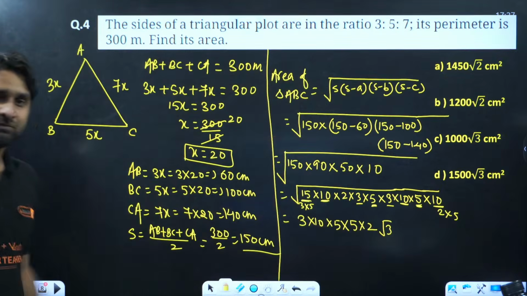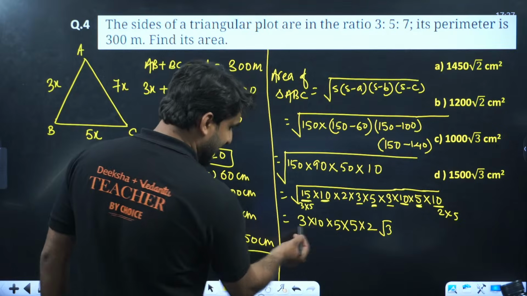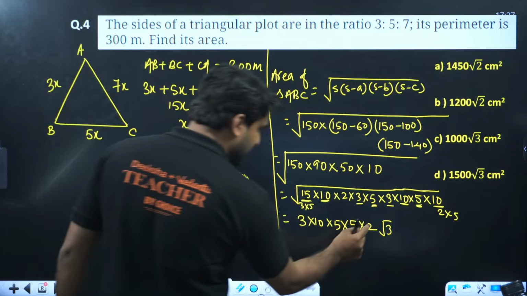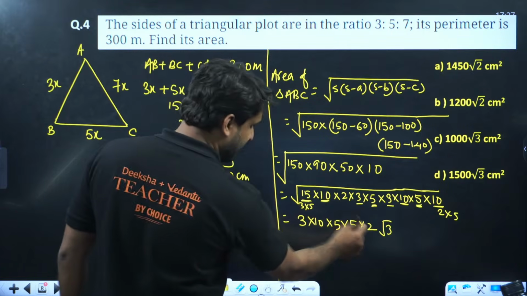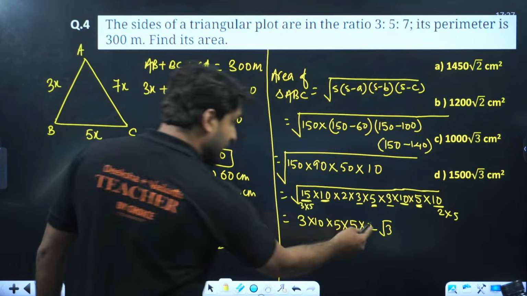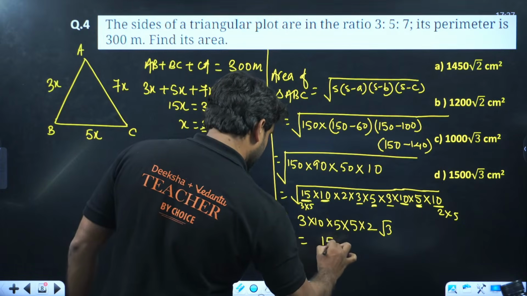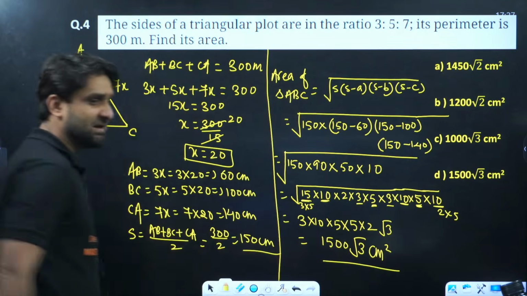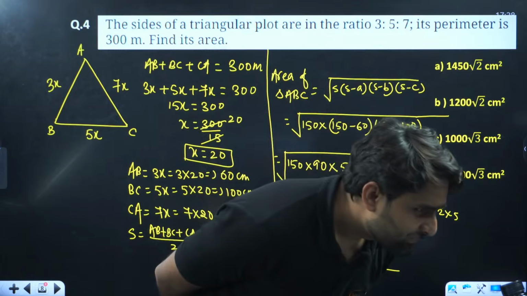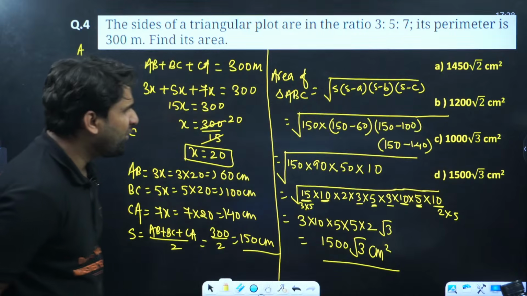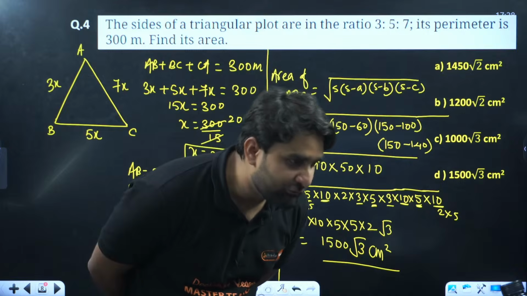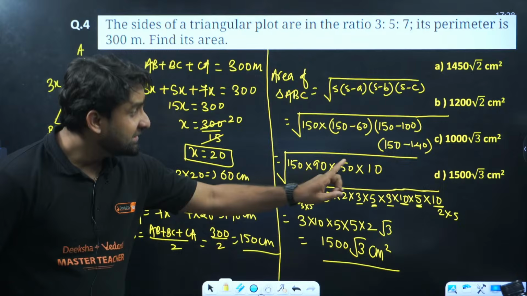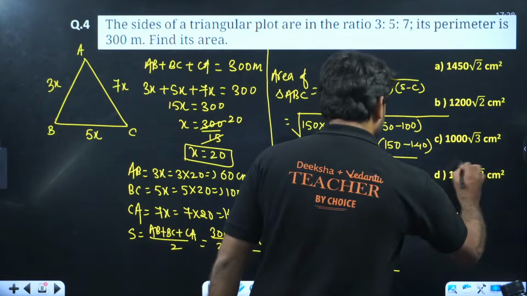Now solve this. On solving this, 10 into 3 will be 30, 30 into 5 will be 150, 150 into 2 will be 300, 300 into 5 will be, oh my god, 1500 root 3 centimeter square. This is the answer, guys. Dolly, you said 1200 root 2? No, Dolly, sorry, unfortunately your answer is wrong. So the answer should be 1500 root 3 centimeter square. Option number D will be the correct answer.